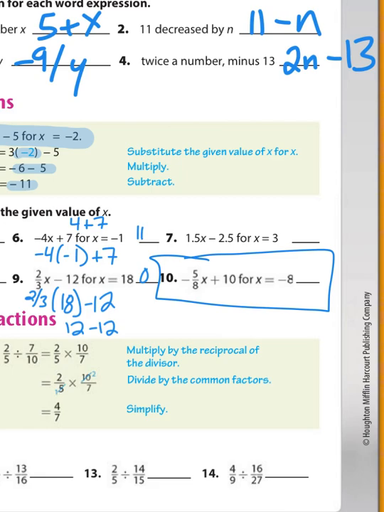All right, I'm going to go ahead and solve it. So we plug in negative 8, negative 5/8 of negative 8. Well, a negative times a negative is a positive, so that's going to be 5. And then plus 10, 5 plus 10 is 15.